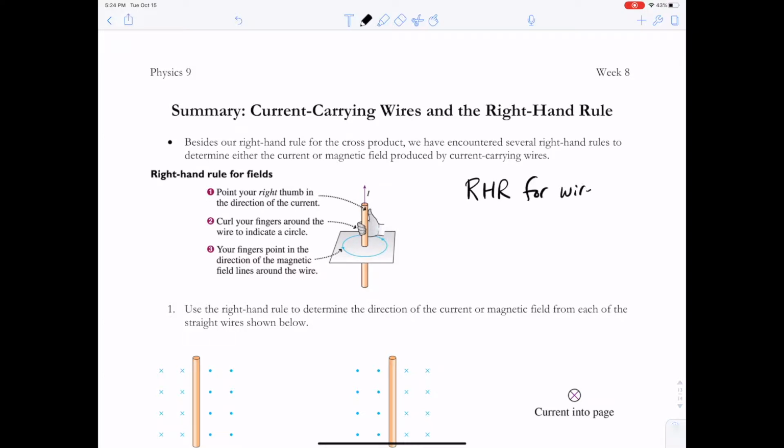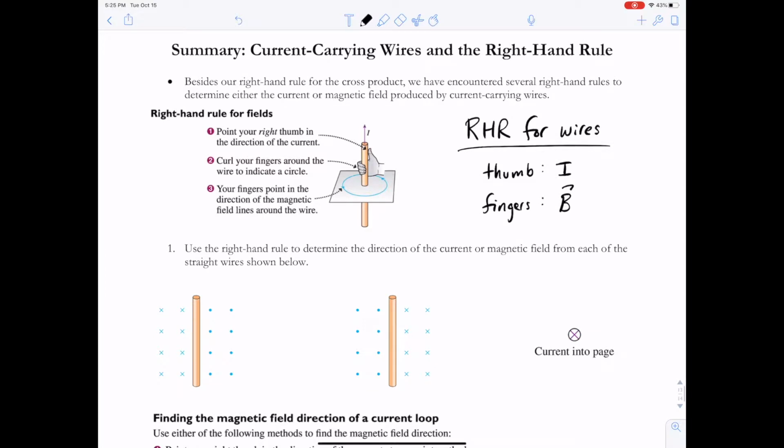For wires carrying some current I, our right-hand rule is to point our thumb, specifically the right thumb, in the direction of the current, and if we were to do that, our fingers curl in the direction of the magnetic field. Here are three examples where either the current or the magnetic field is missing. Go ahead and pause the video and draw in either the current or the magnetic field for each of the cases shown.